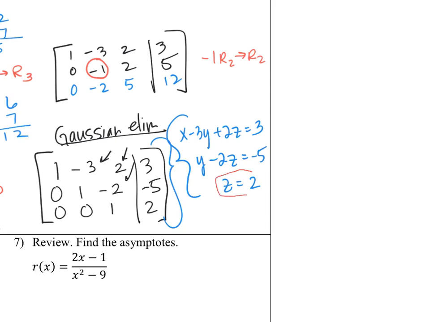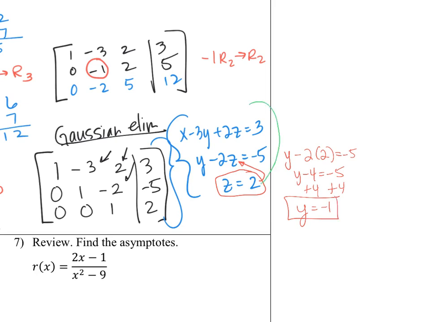So I already know z equals 2, that's one of my variables. Plug that in for my other z there. That's 1 minus 2 times 2 equals -5. So y minus 4 equals -5. Add 4, y will equal -1. So now I have my y. So I'm going to take both of these now. There's my z and my y.